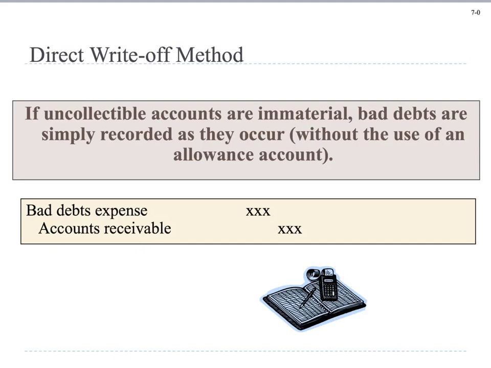This is something that I would disclose in the financial statements, because you're going to have a huge, especially if it's not immaterial, you're going to have a big bad debt expense when previously you wouldn't have, because you've never hit your bad debt expense before.